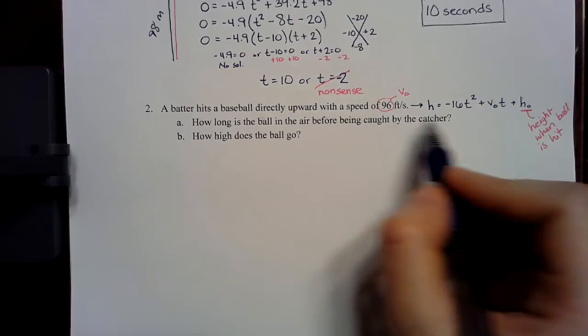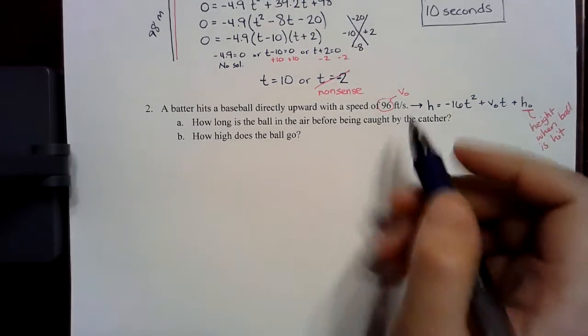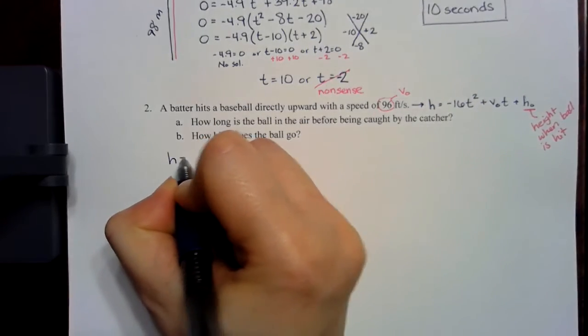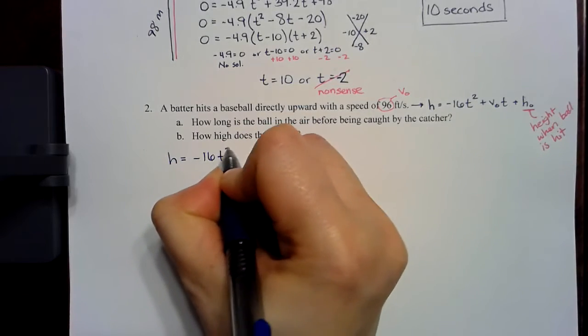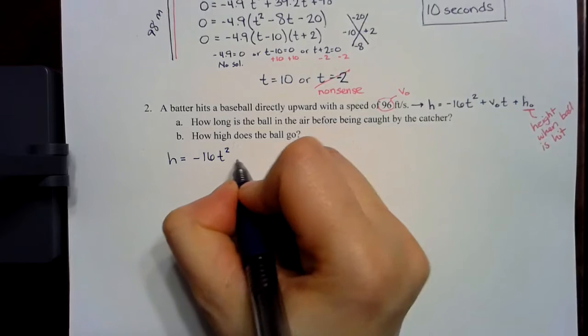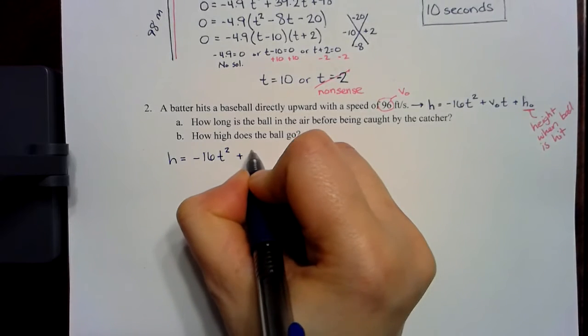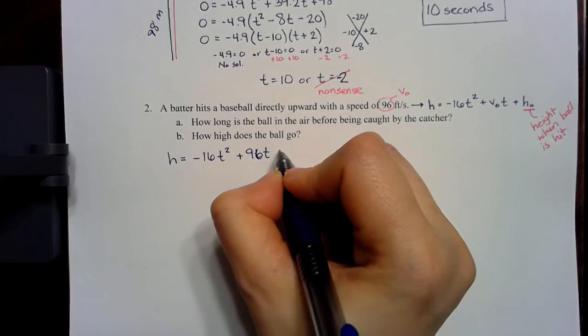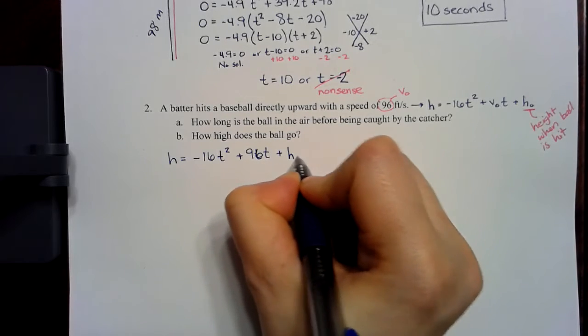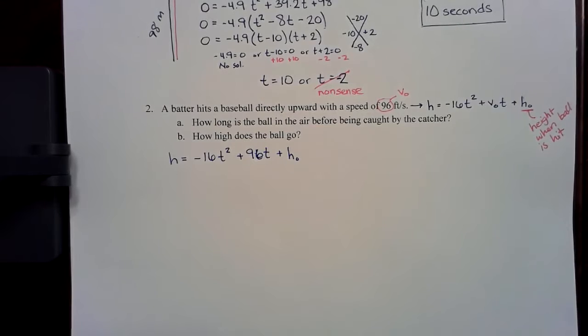Okay, so let's set up the formula that I'm going to use. H equals negative 16 t squared. I know V0, it's 96, plus 96 t plus some height that I don't know.